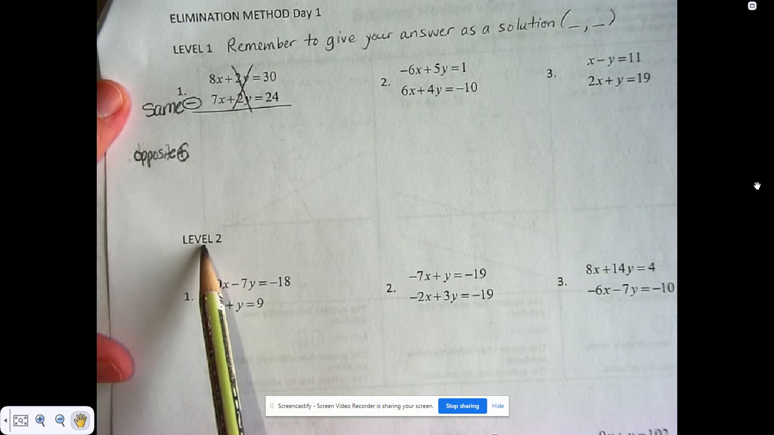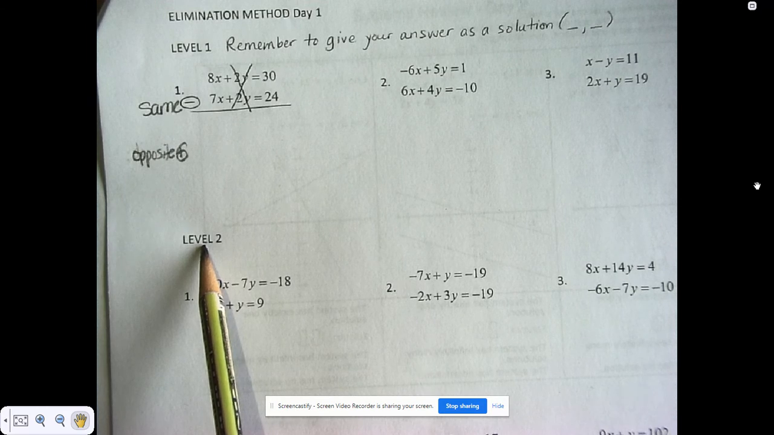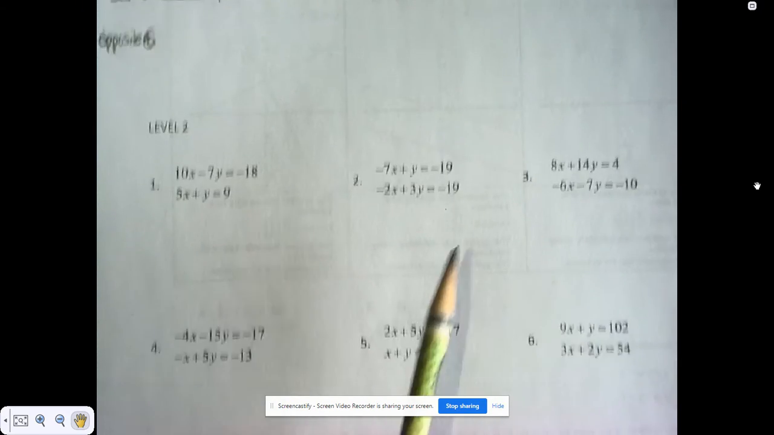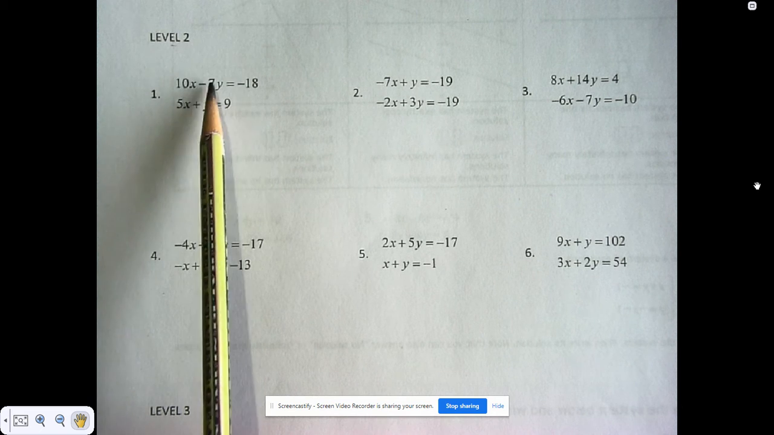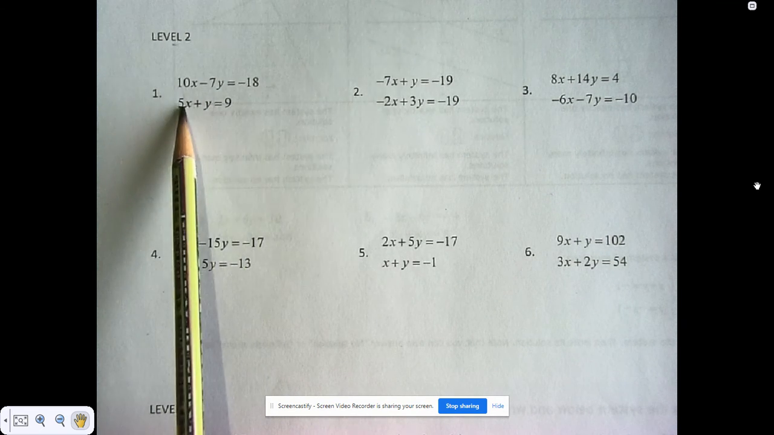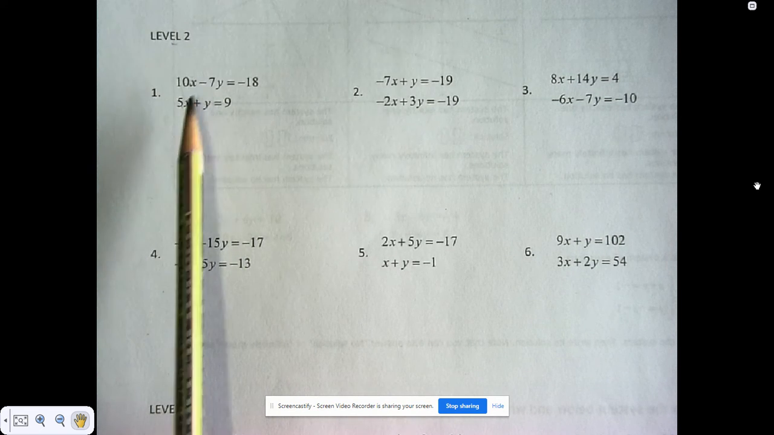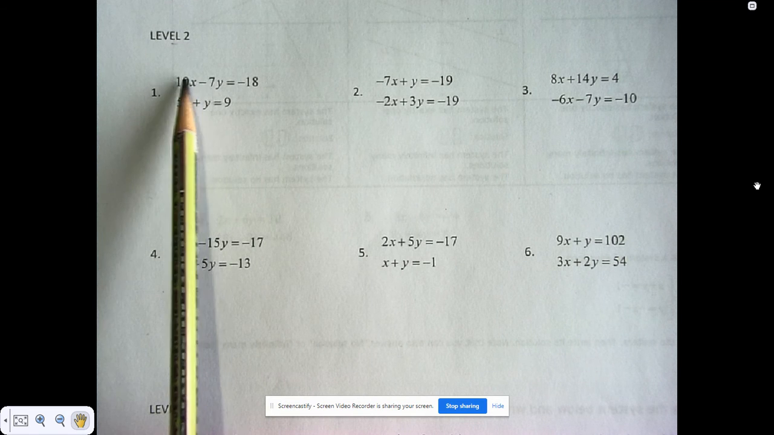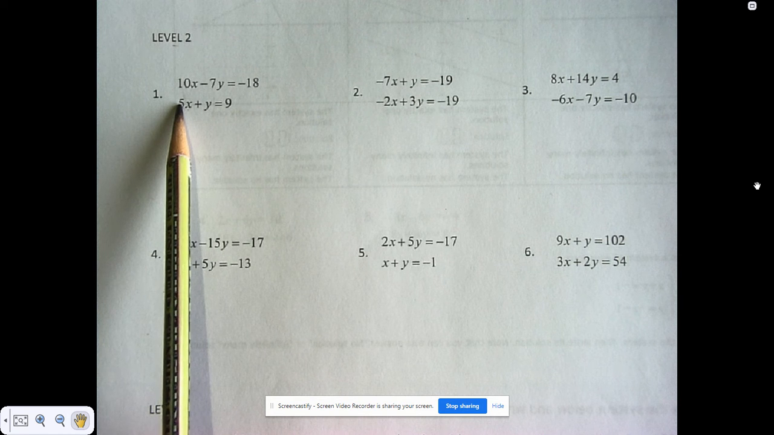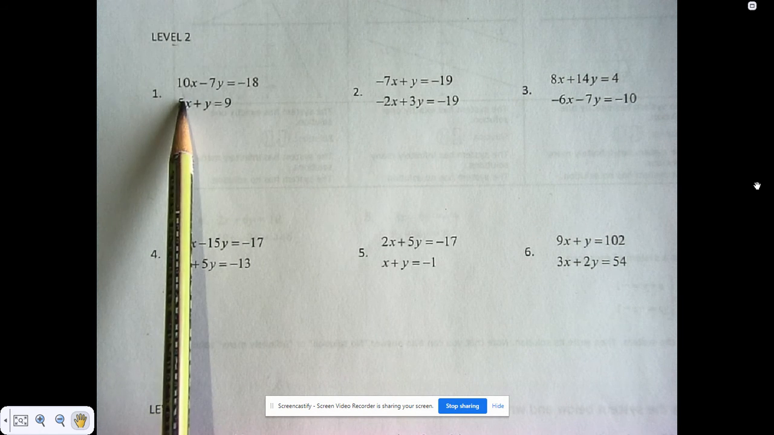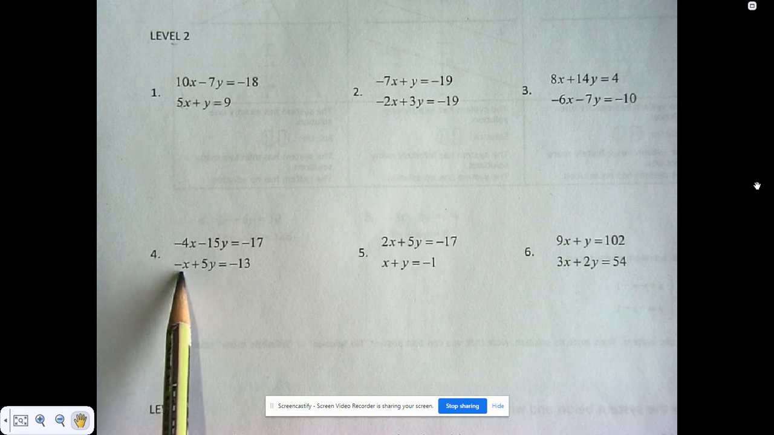I'm going to move on to level two, step of elimination, and you see that you have 6 problems here. Many of them do not have the same coefficient. They are lined up, which is a good thing, but this has a 10x, this has a 5. So we could easily get this to be 10. And if this is 10 and this is 10, then since they are the same, we would be subtracting. I'm going to move on to number 4 and show you how to go about doing that.